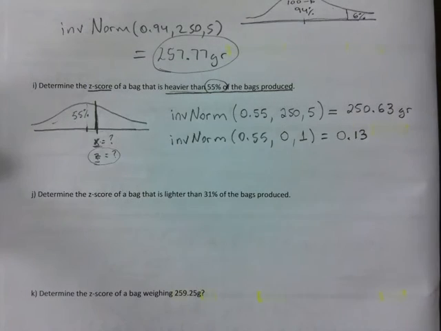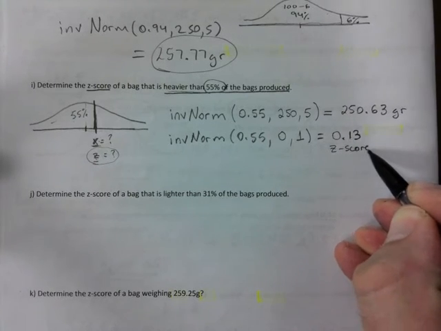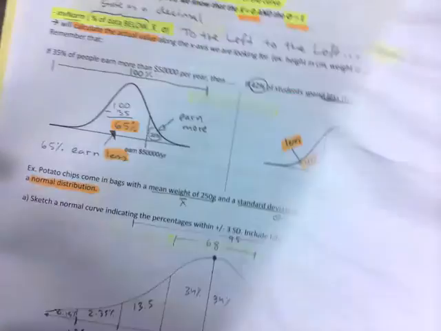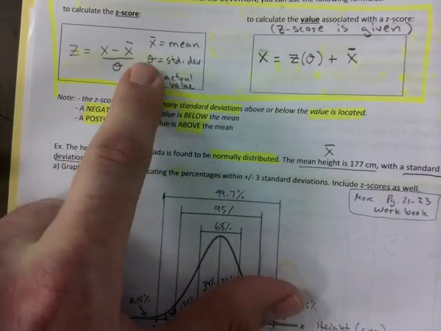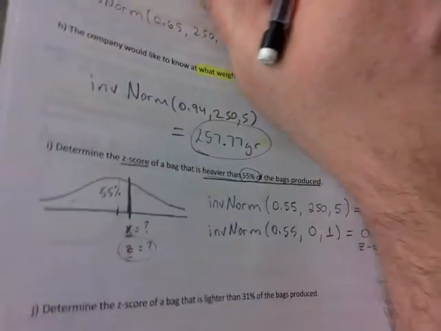For calculating the z-score, do we have to use that inverse norm thing, or can we use the z-score formula? Because now we have the specific weight there. So can we do 250.63 take away 250 divided by the standard deviation? What do you think? Can you use that formula that I gave you? That's what Francis is asking. Can I just use this one? It better, right? It better give you the same answer. I'm just showing you a different way of doing it.